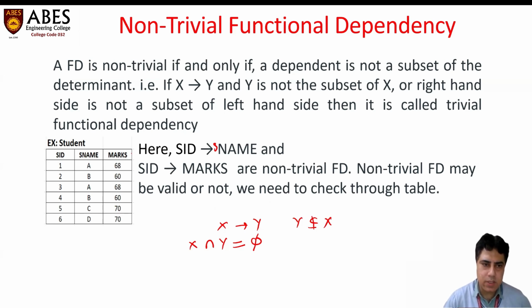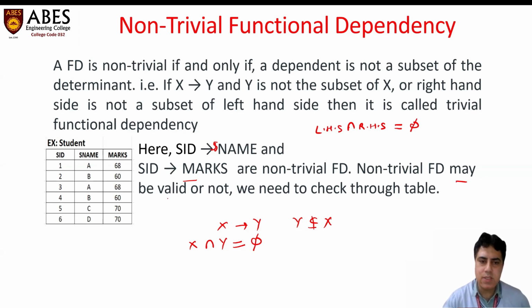For example, in this table: student ID, student name, marks. Here, student ID determines student name. If we take the intersection of the left hand side and the right hand side, that equals phi. There is no common attribute between these attributes. So this is called a non-trivial functional dependency. Same case with student ID determines marks. There is no common attribute. So such a functional dependency is called non-trivial.